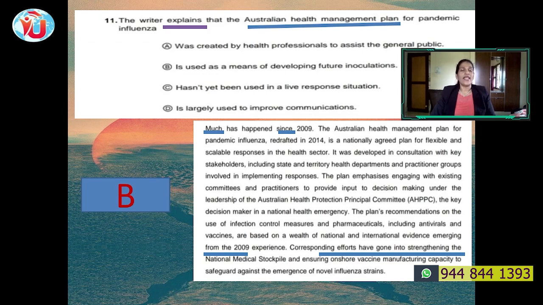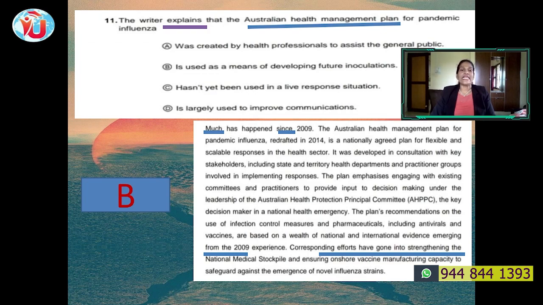It started with the modal verb, in the first line only, that is, much has happened since 2009. The Australian Health Management Plan for Pandemic Influenza was redrafted in 2014. So what does the writer explain? You see now, the plan that was there in 2009 was modified again, or they redrafted it in 2014. What is it? It is a nationally agreed plan for flexible and scalable responses in the health sector.